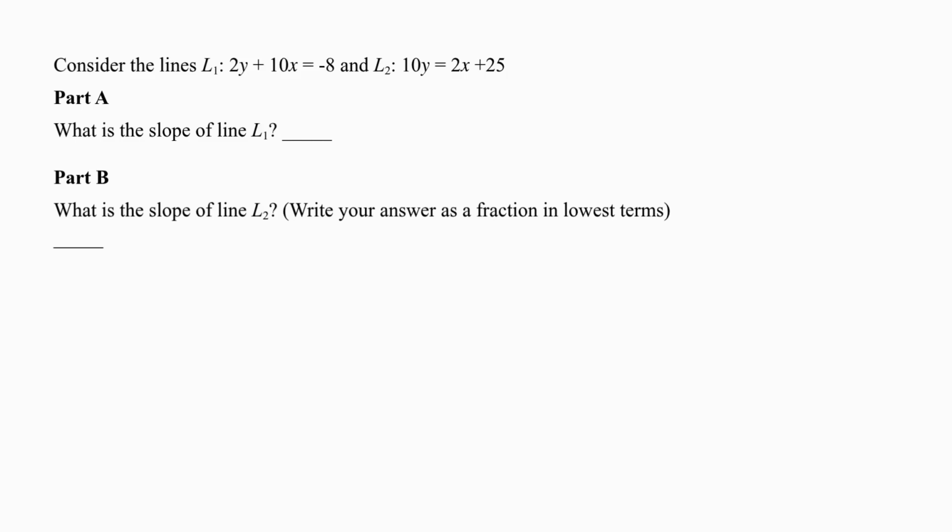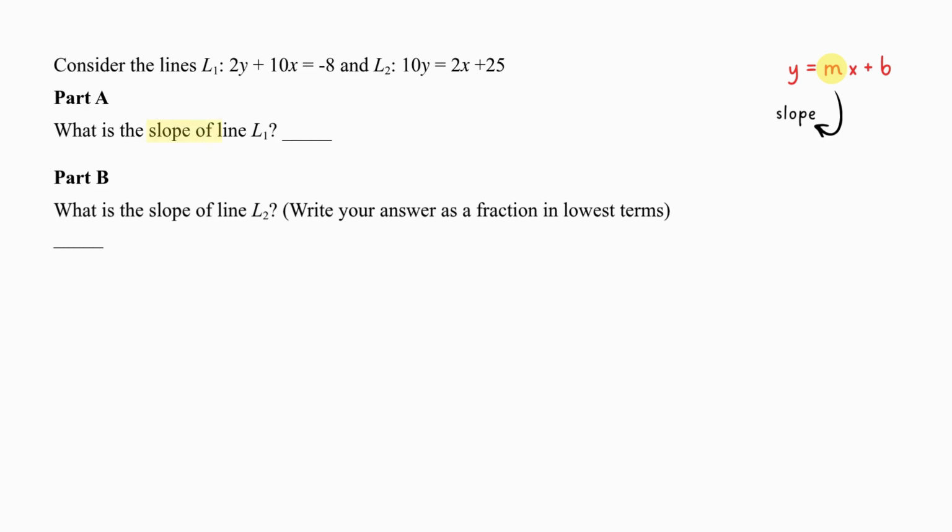To find the slope of a line, you need to change the equation to look like this: y equals mx plus b. The number in the m spot is the slope. Your goal is to get y completely by itself.